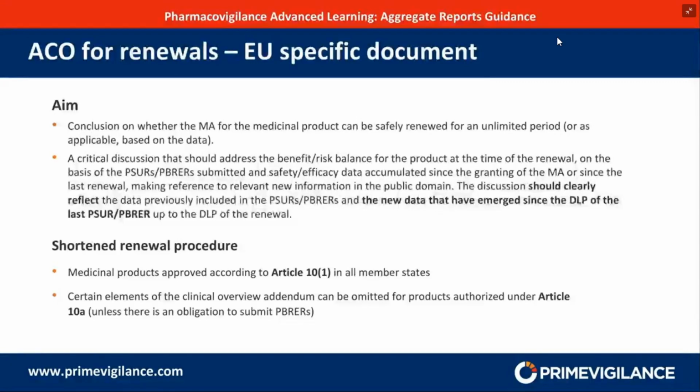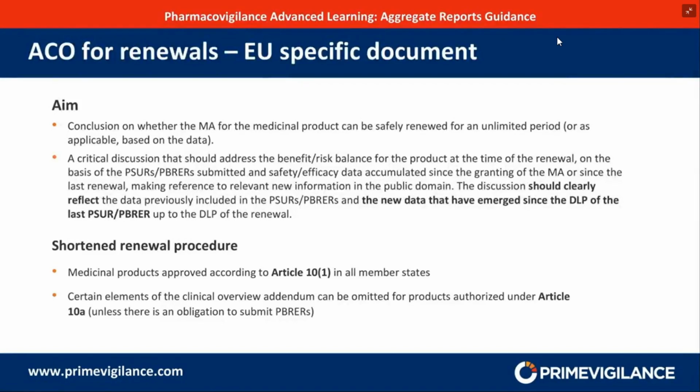The ACO should therefore provide a critical discussion addressing the benefit-risk balance for the product at the time of the renewal. This is on the basis of the PSURs or PBERs submitted, safety and efficacy data accumulated since the granting of the marketing authorization or since the last renewal, and it should be making reference to relevant new information in the public domain.